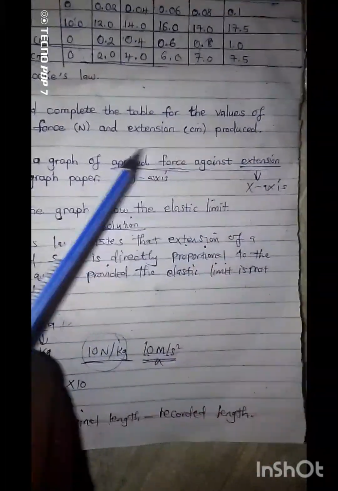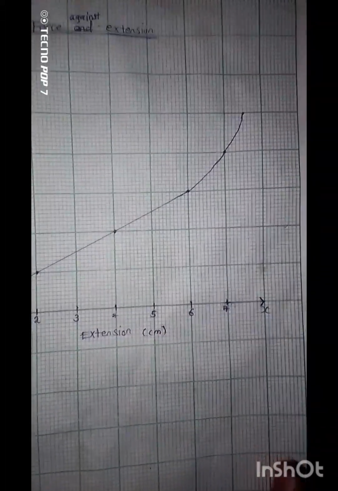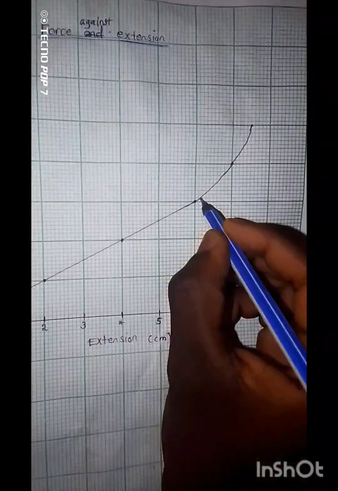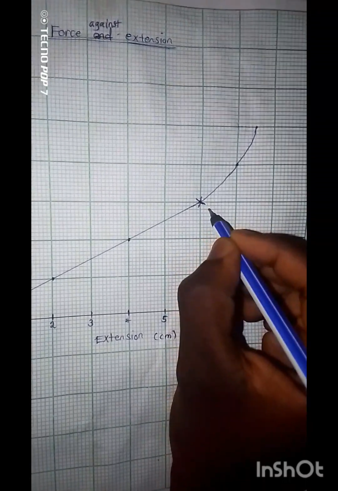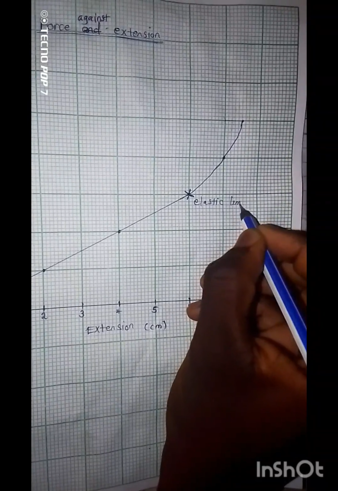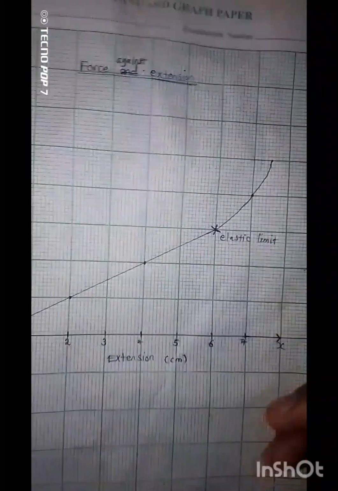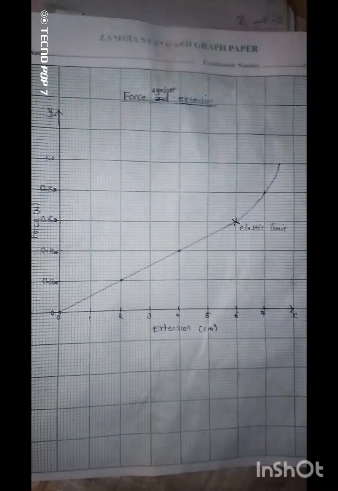The last question says, on the graph show the elastic limit. The elastic limit is where it started bending. Where did it start bending? It started here. So you indicate it like this, then you write elastic limit. Then it means you are done. You have seen the way I've drawn it.